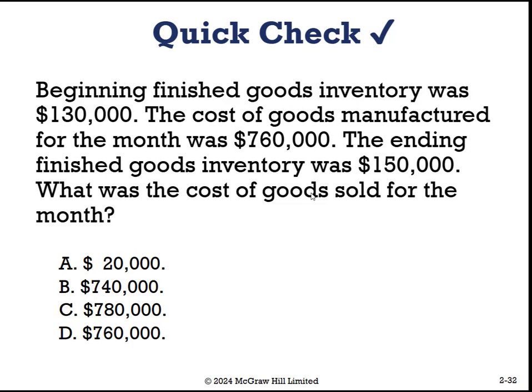So last question of this workbook of our learning objective number 4. We have beginning finished goods inventory of $130,000. The cost of goods manufactured for the month was $760,000, and what was left was $150,000. So what was the cost of goods sold for the month? Give it a pause, and I look forward to seeing what you have.